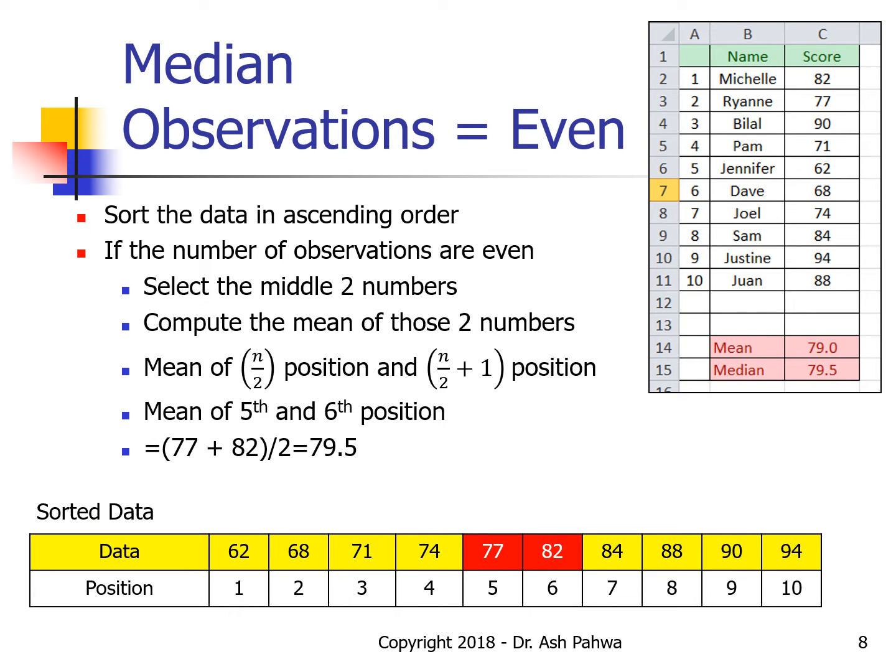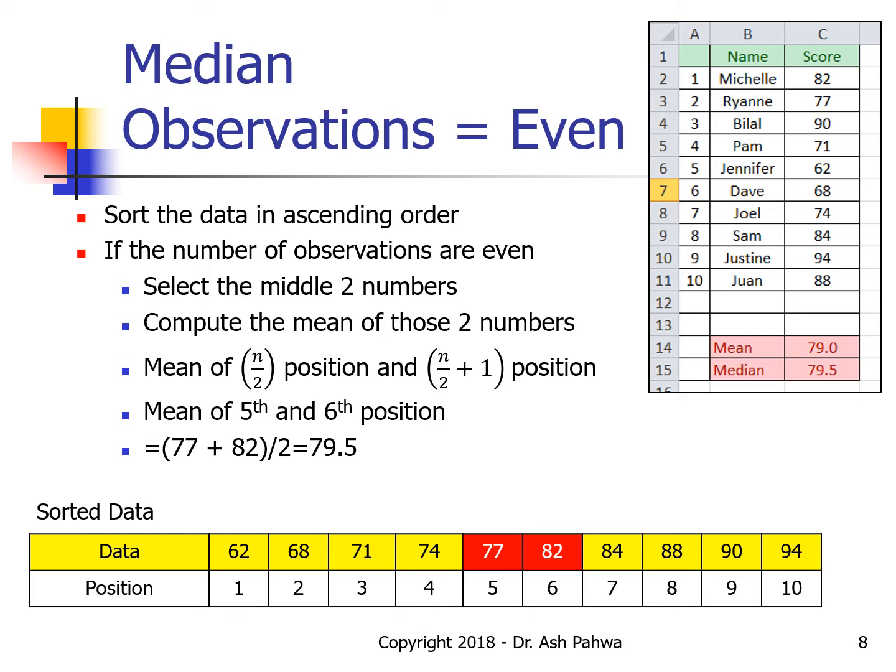Suppose now the number of observations is an even number instead. Suppose we have 10 observations. Then there are going to be 2 middle numbers. So to compute the median, we take these 2 numbers and compute the mean of them. We take the n over 2 position and the n over 2 plus 1 position. Since n in this case is 10, that is the 5th position and the 6th position.